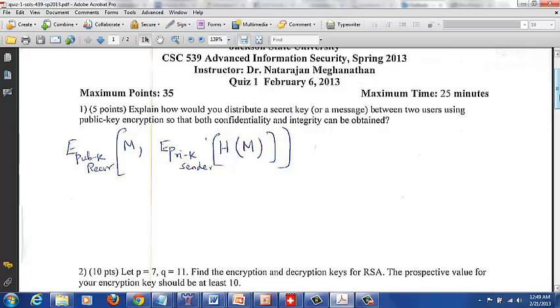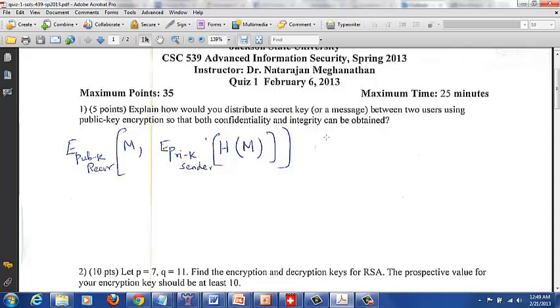Now, I wanted you to suggest how you would distribute a secret key or a message between two users using public key encryption so that you can guarantee both confidentiality and integrity. By confidentiality, we mean whatever you want to send should not be looked at by any user other than the receiver, or the intended receiver.